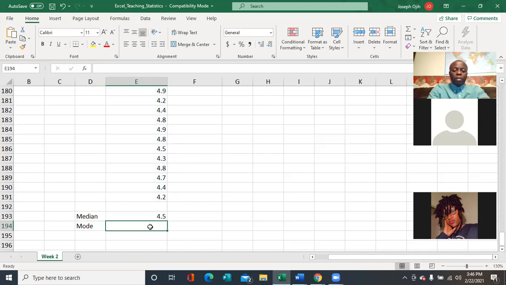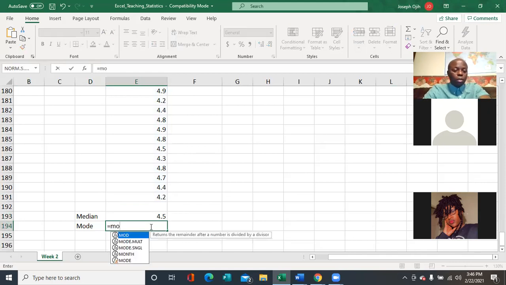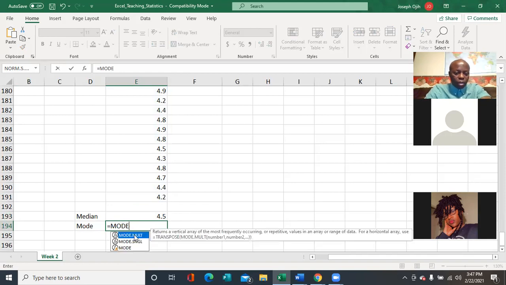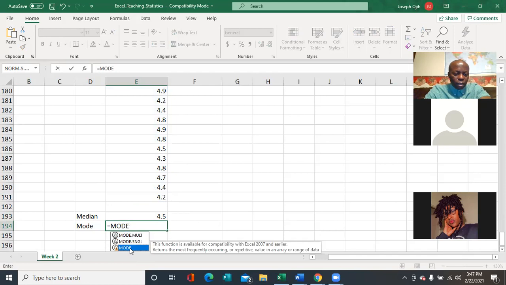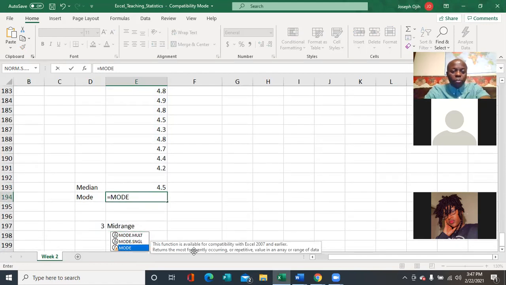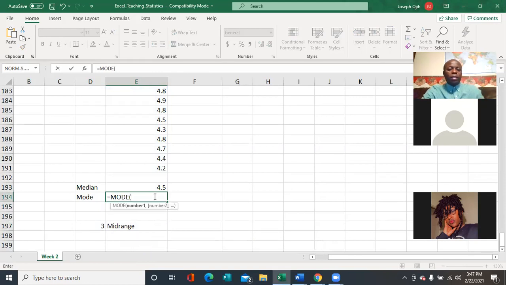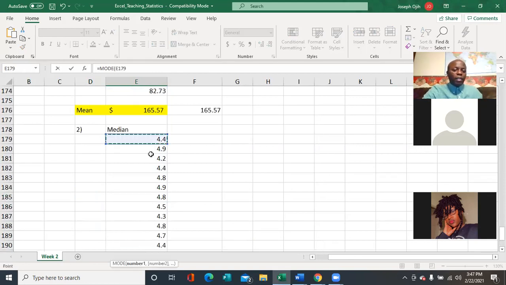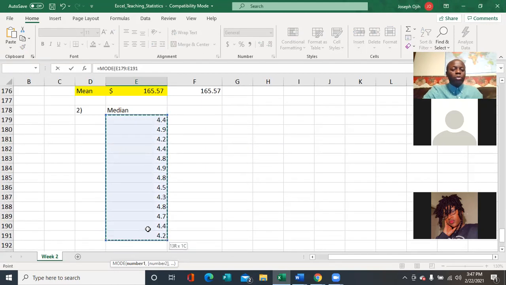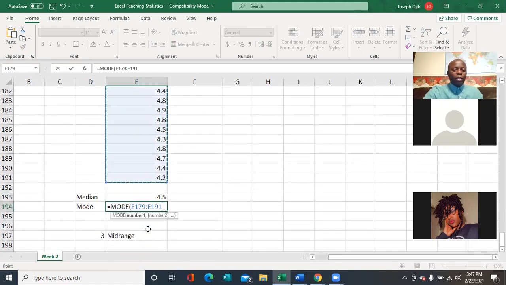Again, the mode, same thing. Equal mode. This is mode, right? I think it should be this one. This one remains for compatibility. The earlier one returns the most frequently occurring value. That's the mode right there. So highlight this now because it has two modes. I don't know how Excel will put it, but let's see.